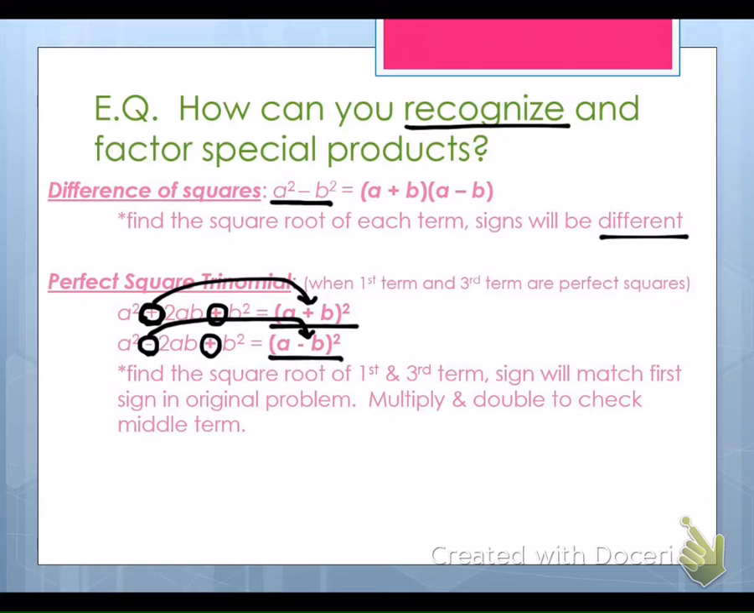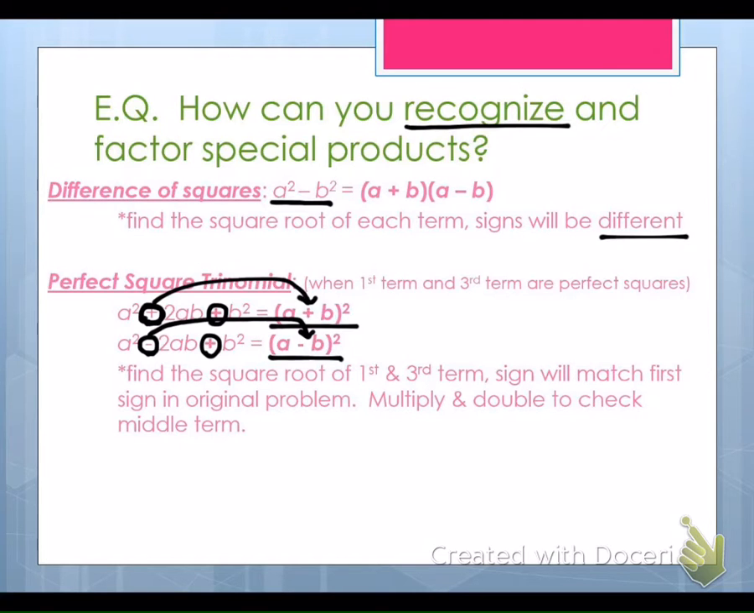So let's look at what we wrote down as our steps. Find the square root of the first and the third term. Okay, that's going to be the terms of my binomial. The signs will match the first sign in the original problem. So the sign of your answer is going to match the sign in the original problem. And then, of course, we have to check the middle term. Because if our two terms don't make or create the middle term, then this is not a perfect square trinomial, and we got to go back to the beginning and do all of our x factoring. So we multiply and double to check that middle term.